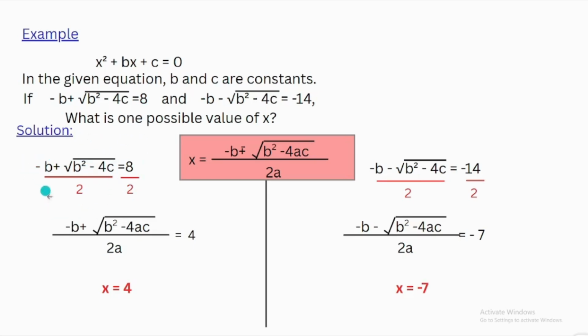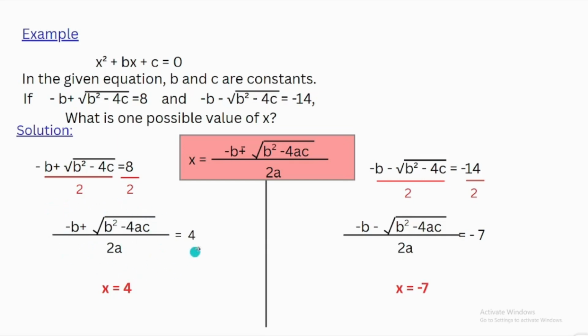When we see this left hand side, we find that we can put a without affecting the equation, because a equals 1. So the left hand side becomes the formula and the right hand side becomes equal 4. This is one of the solutions with plus. This is one of the solutions.